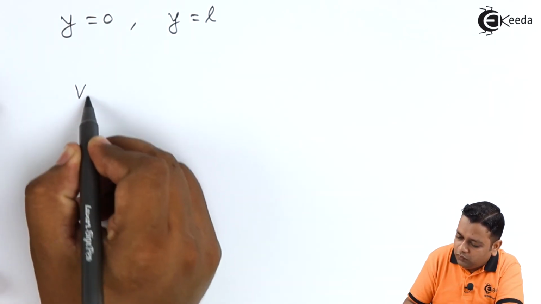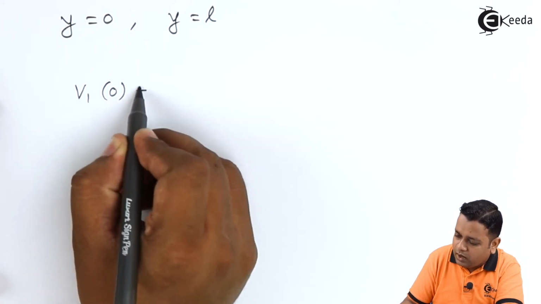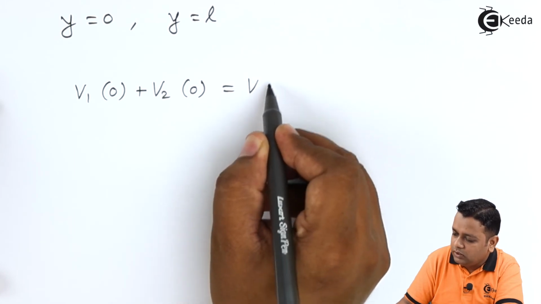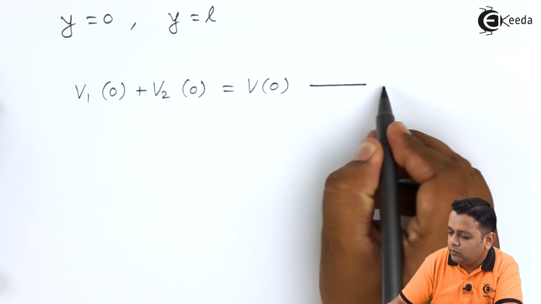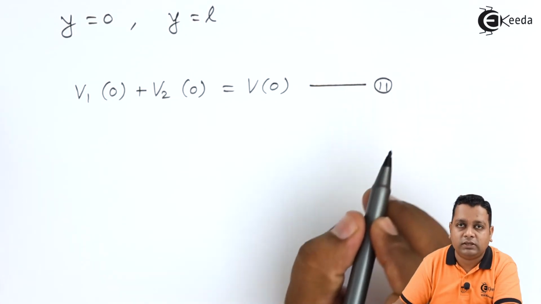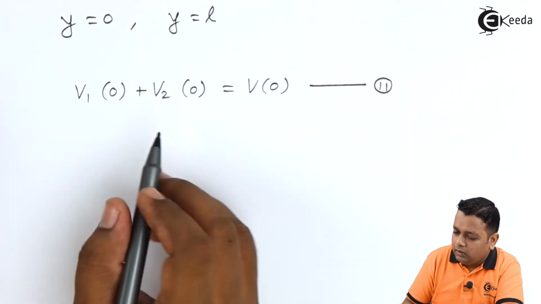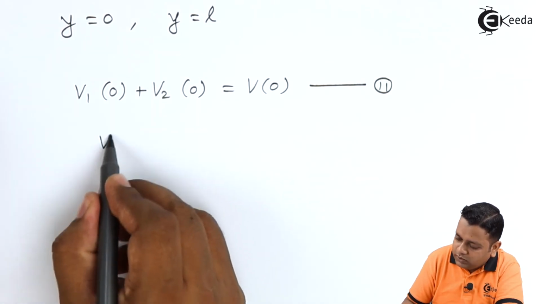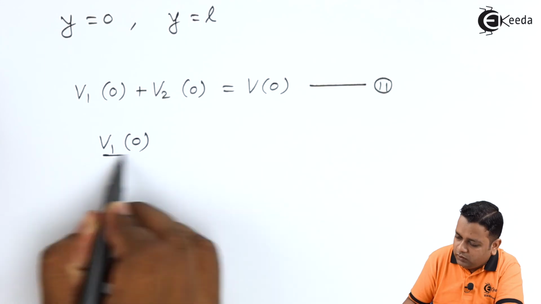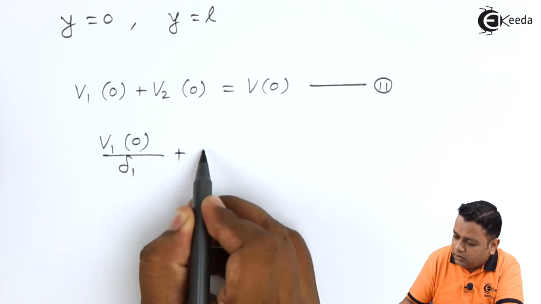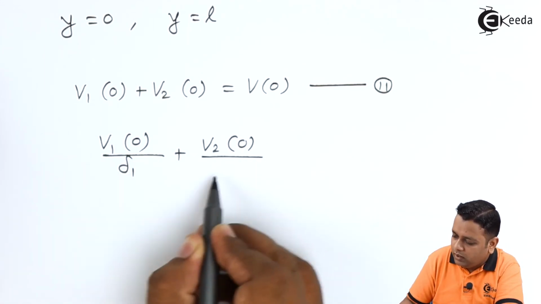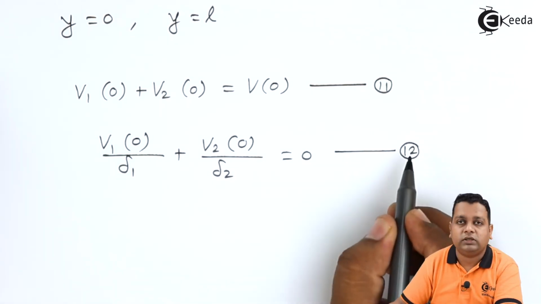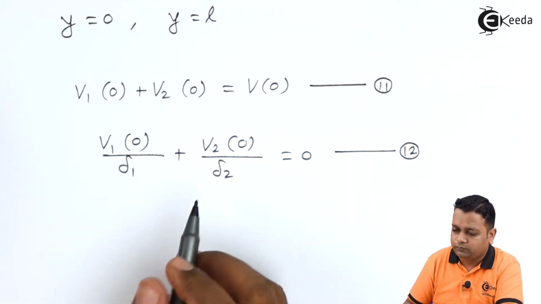So it will be V1 of 0 added with V2 of 0 will be equal to the complete potential V of 0. The next equation number we give in the sequence, that is equation number 11. Now with the help of del 1 and del 2, we can express V1 of 0 divided by del 1 added with V2 of 0 divided by del 2 will be equal to 0, and this will become the next equation, that is equation number 12.